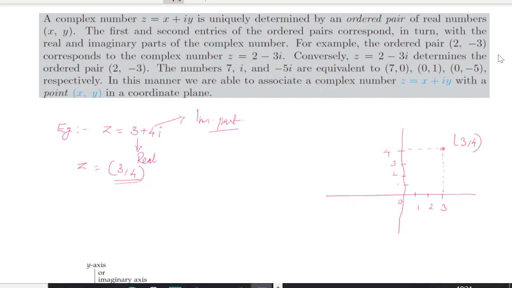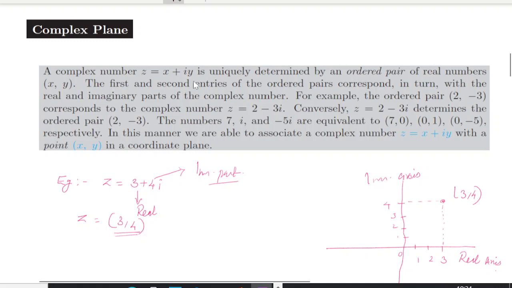In the same way, we have said that 3 is going to be the real part and 4 is the imaginary part. So instead of this x-axis, we can consider this as the real axis. In a similar fashion, this y-axis can be taken as the imaginary axis. So instead of x-axis and y-axis, we have got real axis and imaginary axis. Now we can easily plot any complex number in this fashion. Now this plane is called the complex plane.